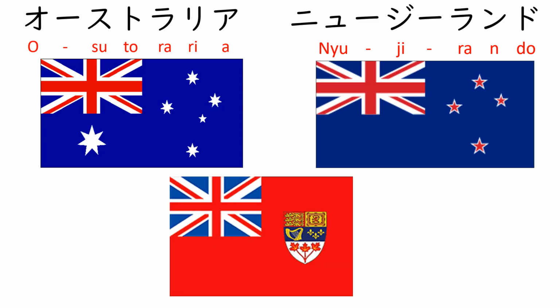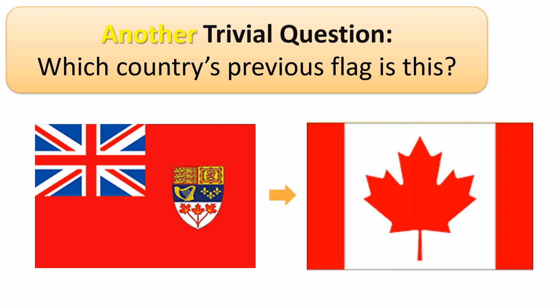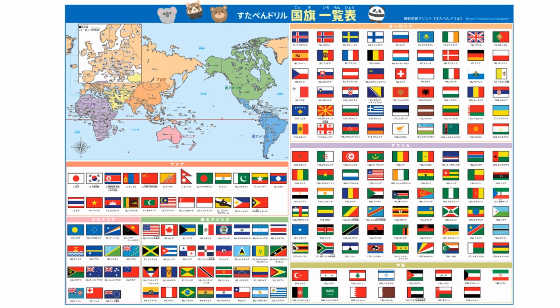Here's another flag with the Union Jack at top left corner, like Australia and New Zealand. Have you seen this flag before? Actually, this flag is not used anymore. Which country's previous flag is this? 何ですか？カナダです。Now, you know there are about 200 flags of countries in the world.